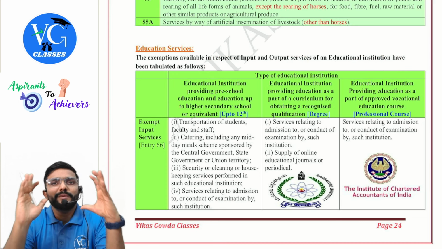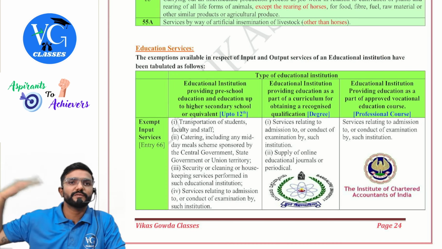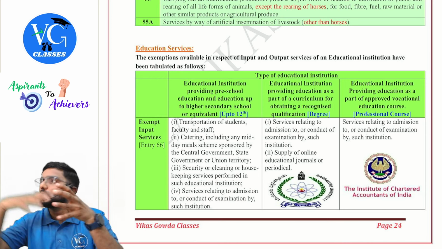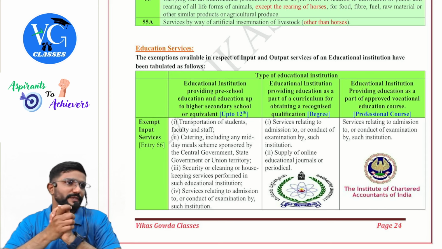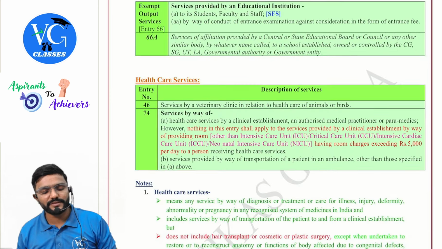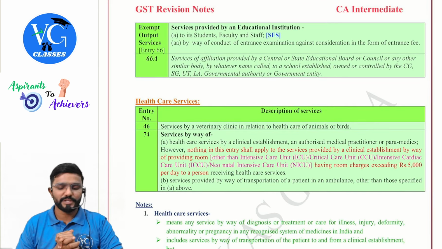Guys, see, normally when we are seeing the list, most of the list what is covered is output service, which they have told is exempt. But here for education, they have covered both output as well as input services, which are exempt. Input, we will come to it, but first let us finish output. Output services.